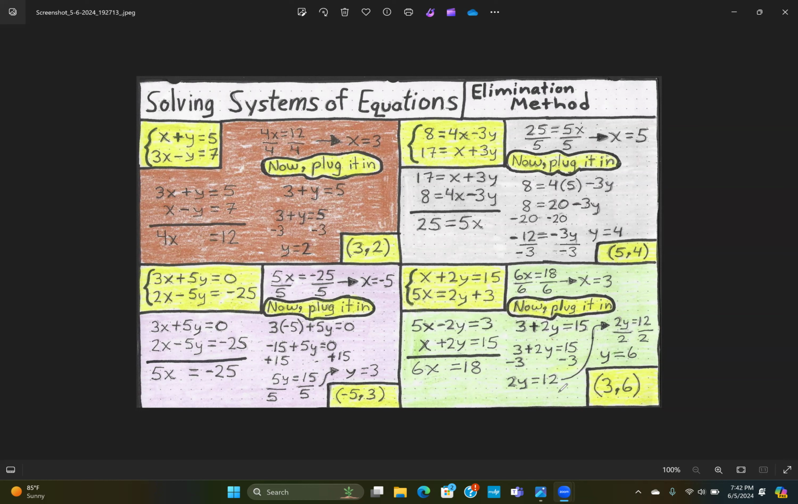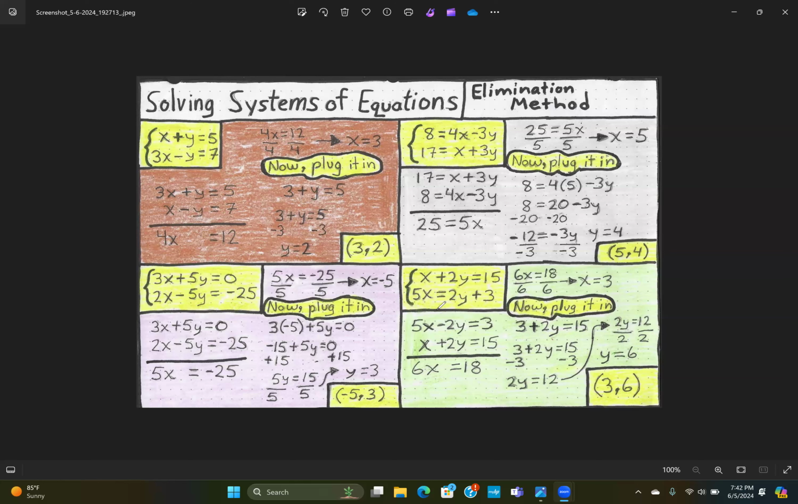And the question is, what number times 2 will give me 12? Yes, you got it. The answer is 6, because you can divide both sides by 2, and you will discover that y is equal to 6. And so our solution to our final system of two equations is (3, 6).